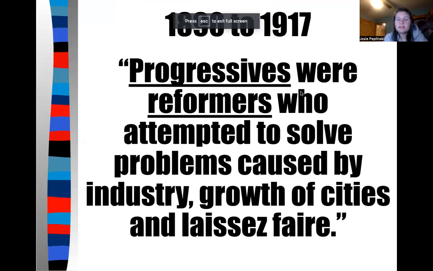From 1890 to 1917, progressives were reformers who attempted to solve problems caused by industry, growth of cities, and laissez-faire. Remember, what is laissez-faire? Hands off, as in the government is not creating regulations. The progressives want the government to create regulations or rules for big businesses.